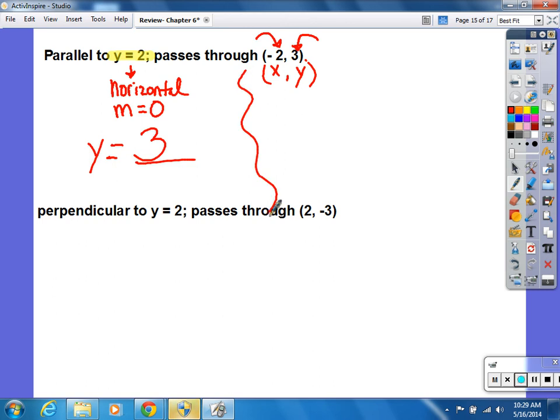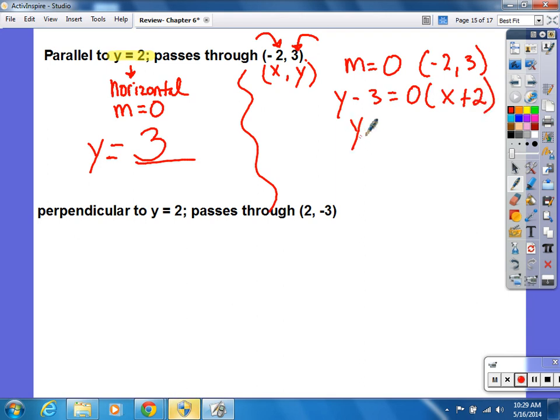If you want to see the more mathematical way of showing this, I will show you that too. Point-slope form. We have a slope of 0 and a point of -2, 3. I know the point, I know the slope. Watch what happens. Y minus 3 is equal to 0 times the quantity of x plus 2. Y minus 3 is equal to 0 times anything is 0. I add 3 to both sides, and mathematically look at what happens. I end up with the same equation.